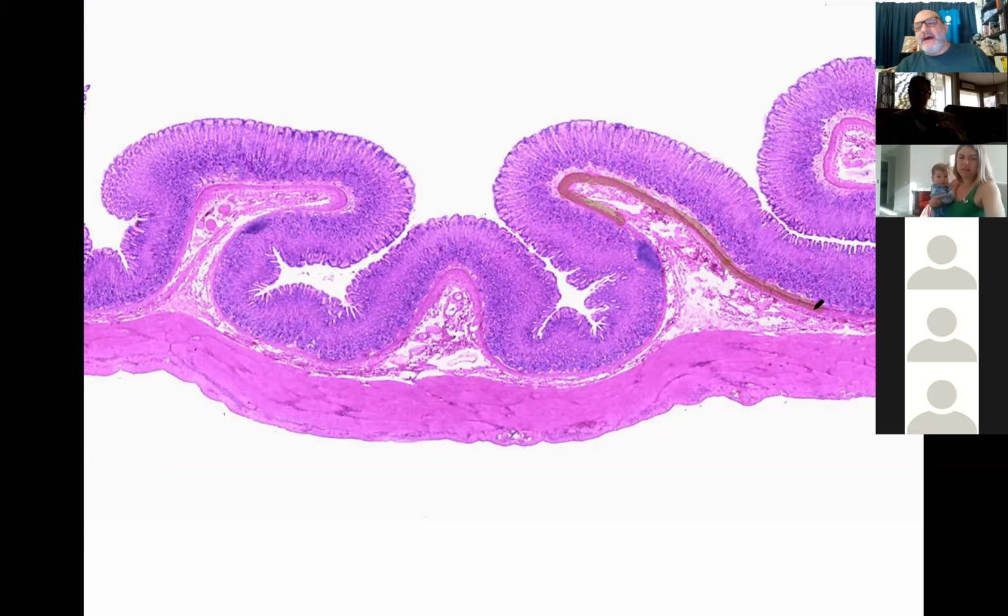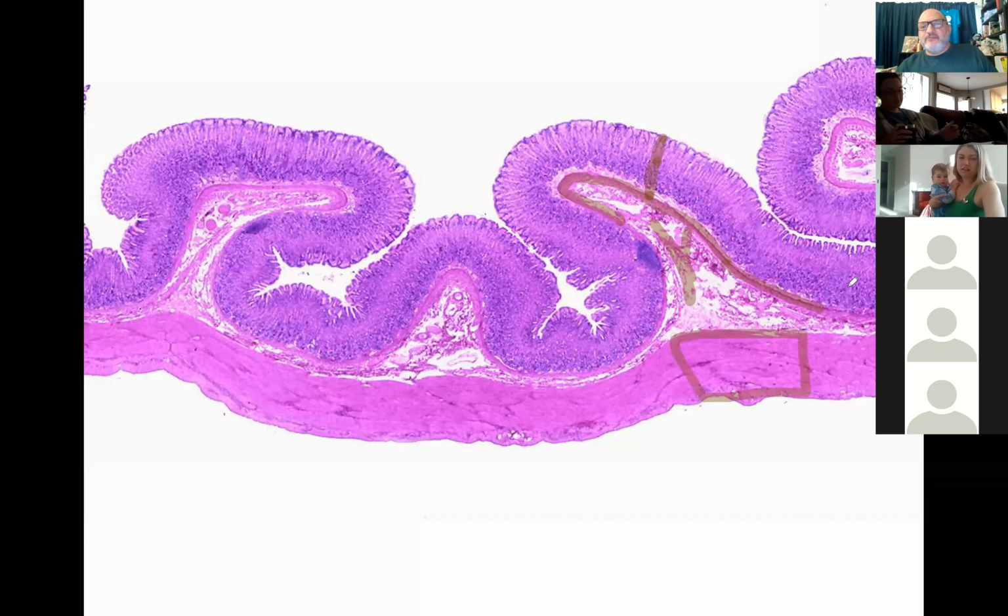All right, that is the muscularis mucosa, right? We have our epithelium, our lamina propria, and our muscularis mucosa, and these 3 together form our mucosa. Then we have the areolar tissue that makes up our submucosa. Notice here's our muscularis.